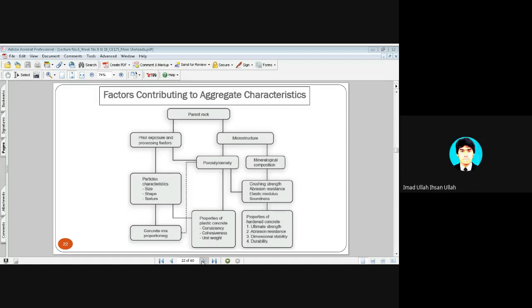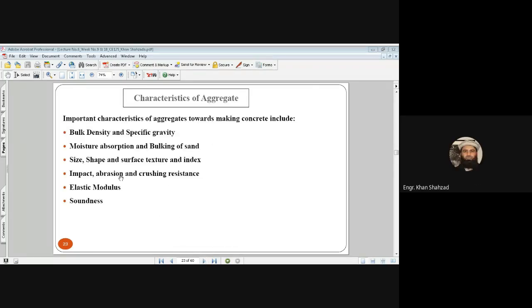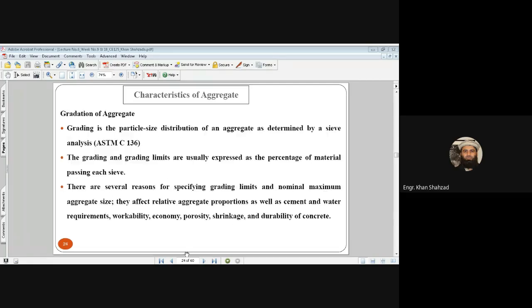Important characteristics of aggregates toward making concrete include: number one, the bulk density and the specific gravity of the aggregate, the moisture absorption and bulking of sand, size, shape, and surface textures, and the index, that is the fineness modulus, impact, abrasion, and crushing resistance of the aggregates, the elastic modulus of the aggregates, and the soundness of the aggregates. So we will try to discuss them in detail.